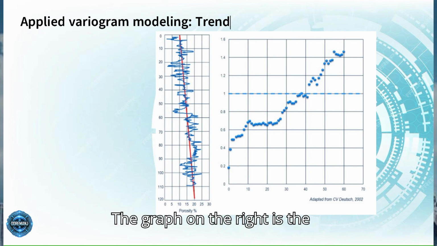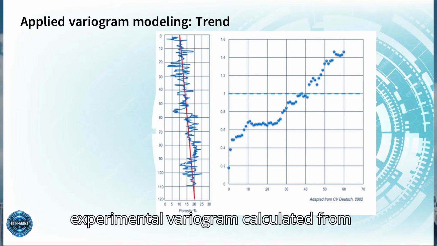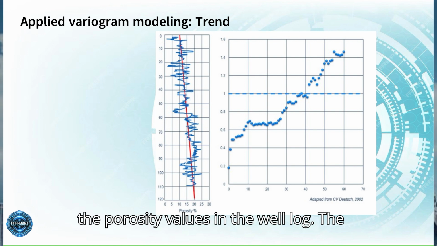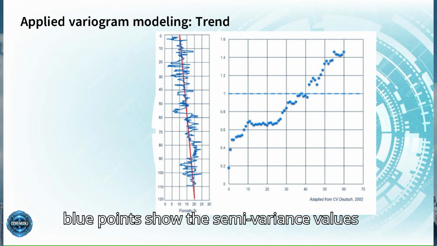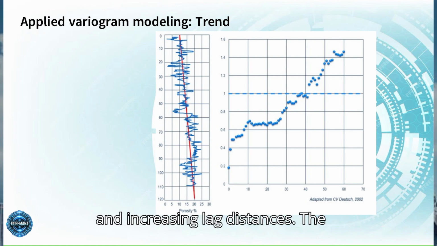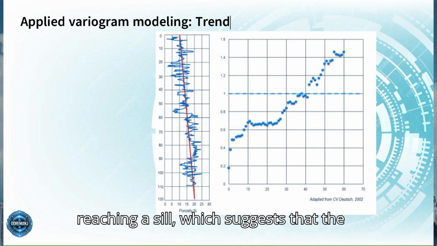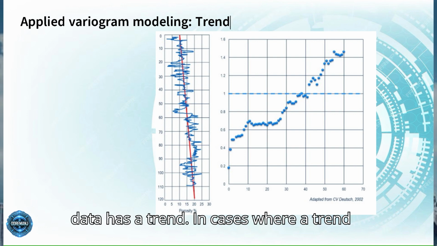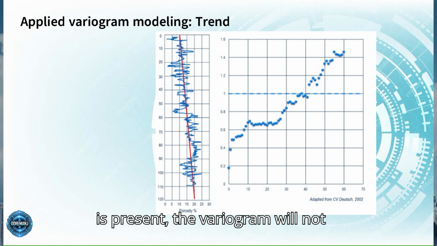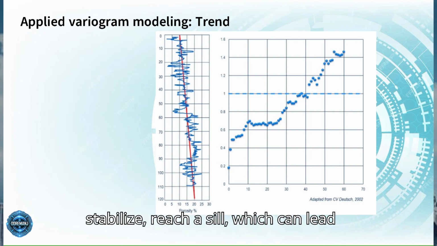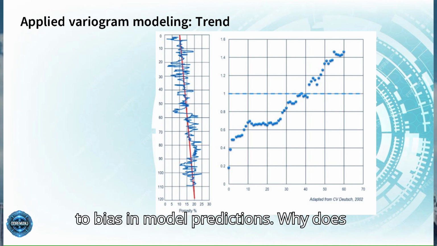Right side. The graph on the right is the experimental variogram calculated from the porosity values in the well log. The blue points show the semivariance values at increasing lag distances. The variogram continues to rise without reaching a sill, which suggests that the data has a trend. In cases where a trend is present, the variogram will not stabilize or reach a sill, which can lead to bias in model predictions. Why does this matter?